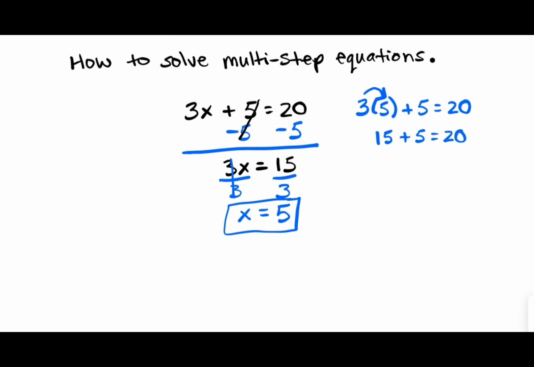Notice how I rewrite my equation each time. Now I have 15 plus 5 equals 20. And then this shows 20 equals 20. And that shows a balanced equation. So therefore we know that x equals 5 is correct.